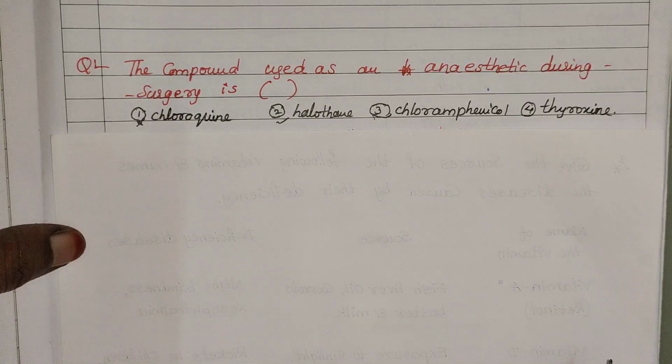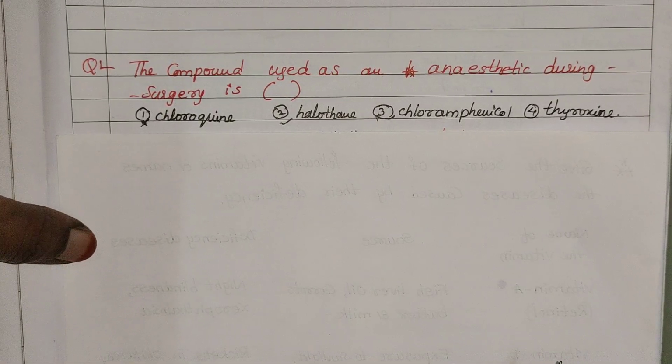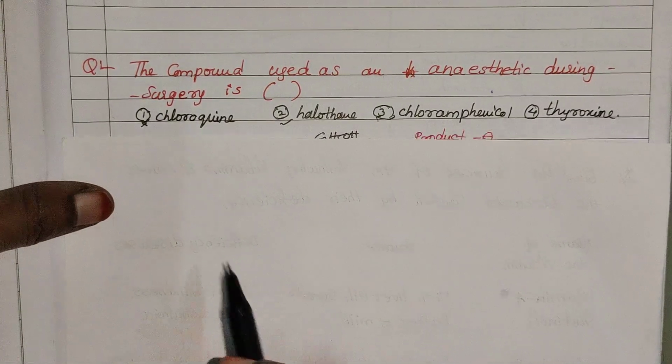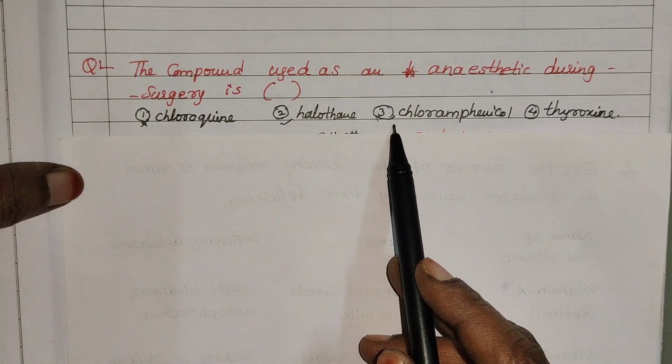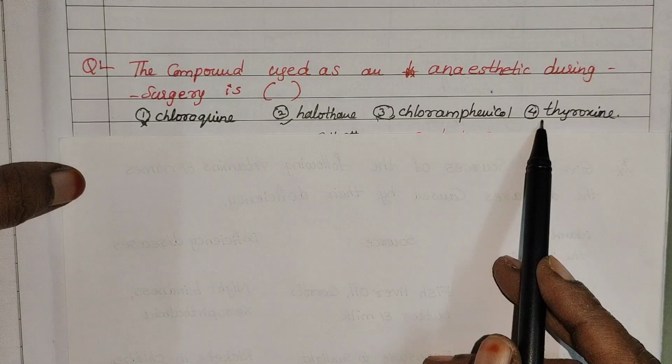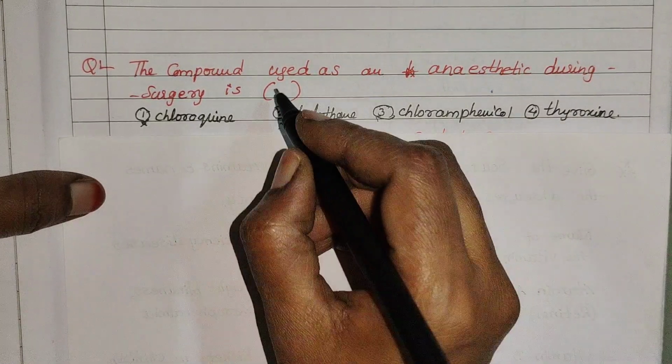Next question: the compound used as an anesthetic during surgery. In surgery, which anesthetic is used? One is chloroquine, another is halothane, third is chloramphenicol, fourth is thyroxine. Thyroxine is the thyroid tablet. So which is correct? Halothane is the right one. So the second option is right.